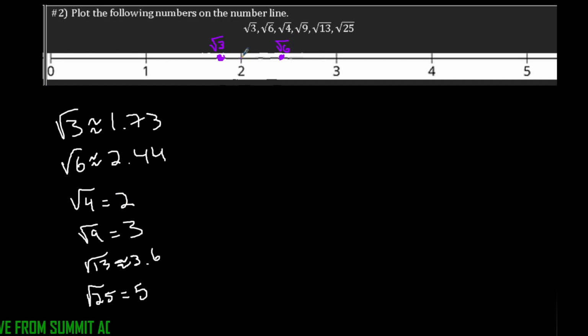Square root of 4 is directly on 2. Square root of 9 is directly on 3. Square root of 13 is between 3 and 4, so let's have it be about right here. And lastly, square root of 25 is on 5. So if it's exactly a number, like square root of 4, square root of 9, square root of 25, it's a perfect square, and it has to be directly on those points.